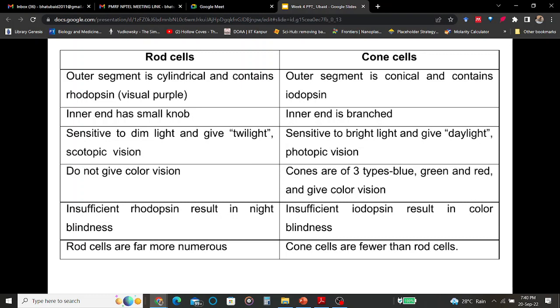You may also be aware that some persons are blind to some particular colors. That is because of the insufficiency of iodopsin in one of the three types of cells, for example blue, green, or red, if one of these cells is not present. Rod cells are far more numerous than cone cells.